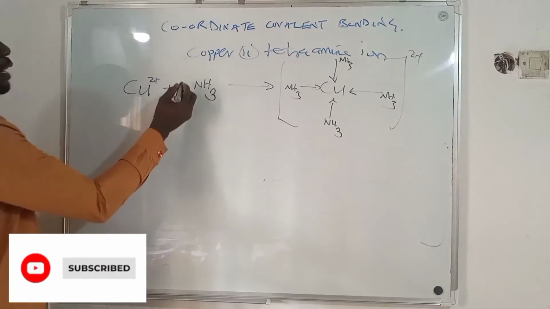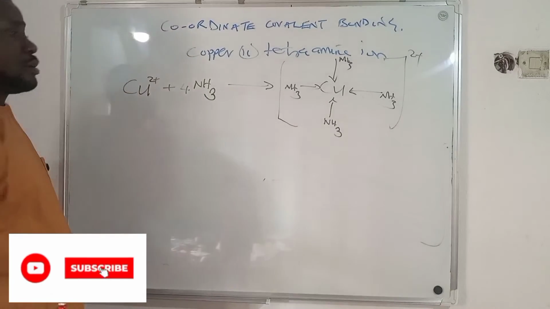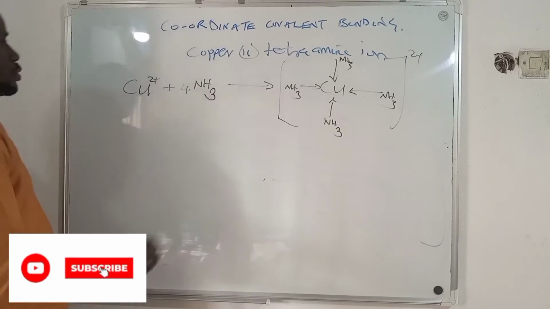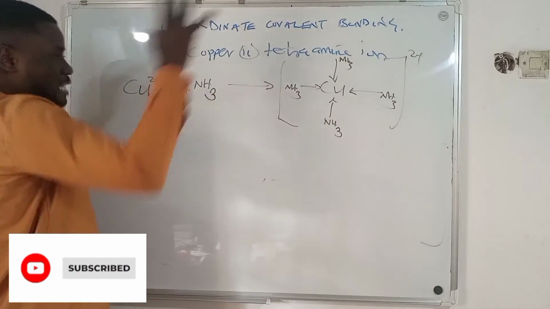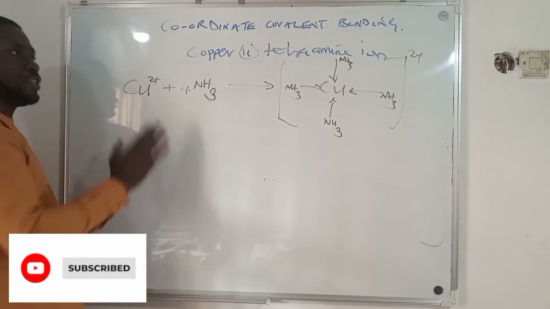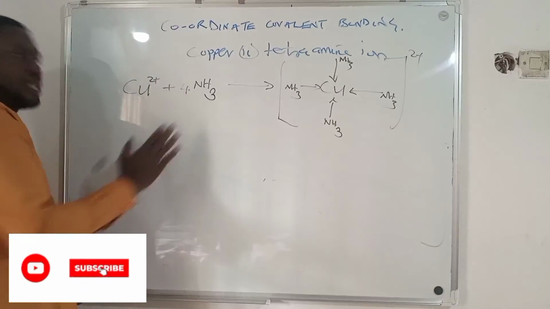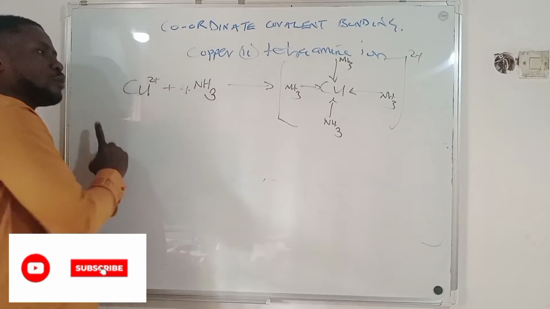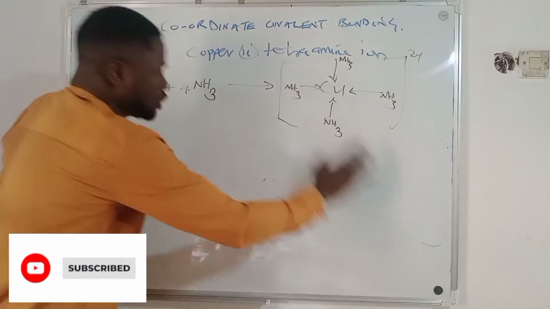So again here will be 4 molecules of what? Ammonia. 4 moles of what? Ammonia. So this is equally the same explanation. The same explanation for hydrated copper 2 ion applies here. The only difference is that here we are using ammonia, while the other one we use water. But the explanation is what?